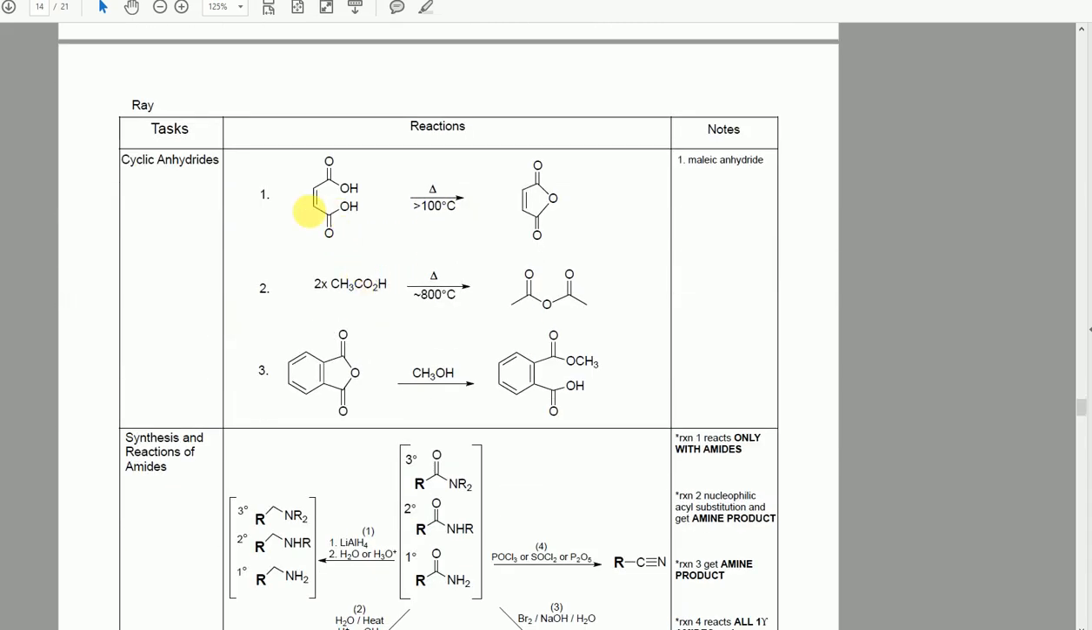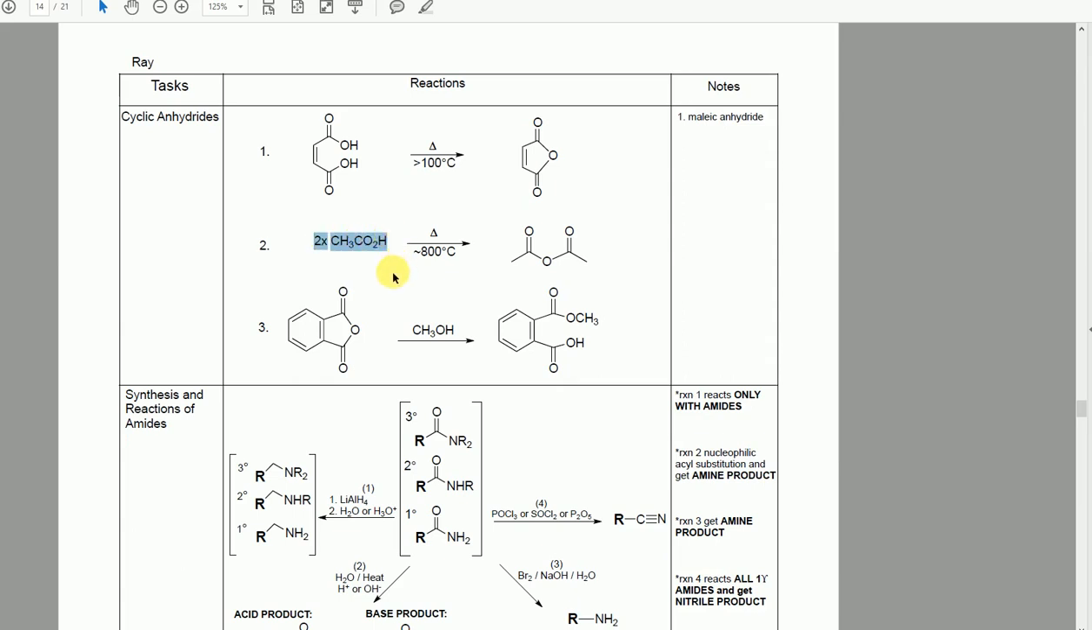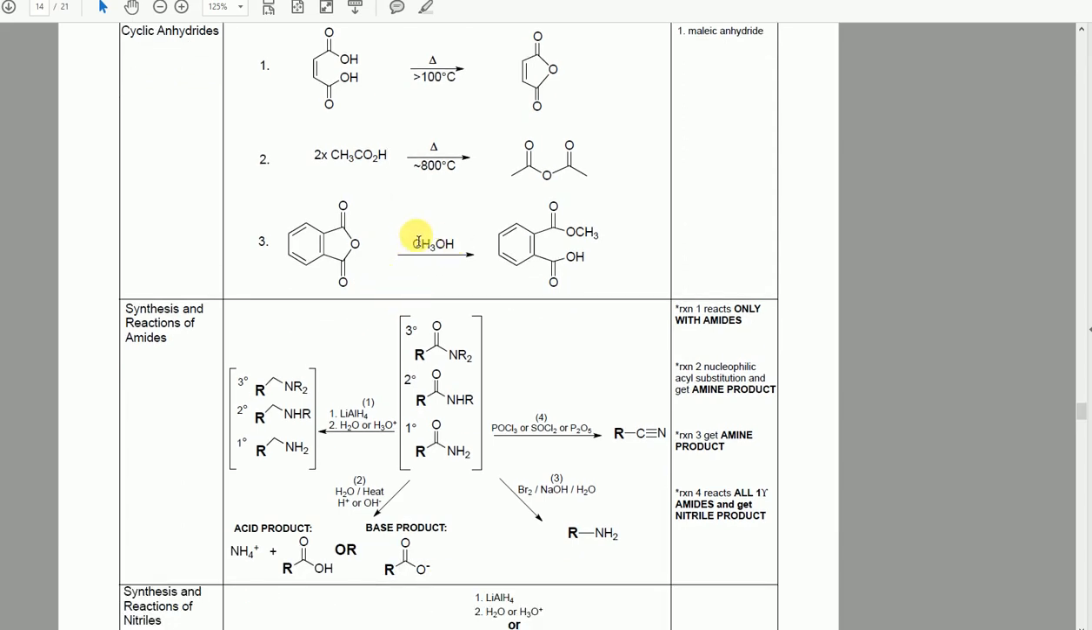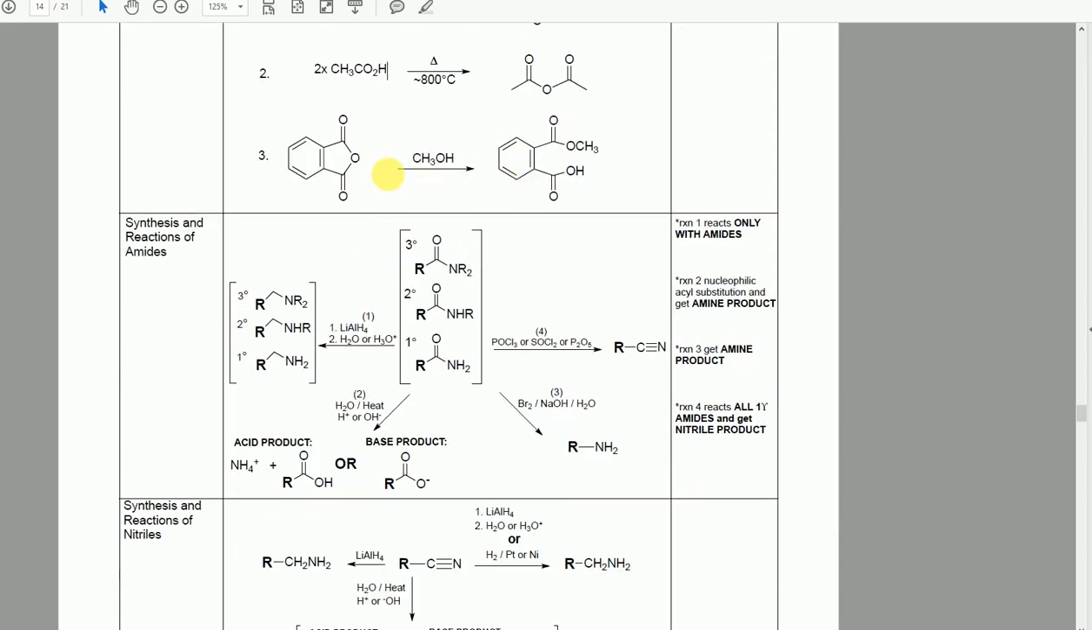This is just the formation of cyclic anhydrides, which we've shown before. This is forming an anhydride, so this is 2 carboxylic acids in high heat. This is breaking a cyclic anhydride, which you've seen already.